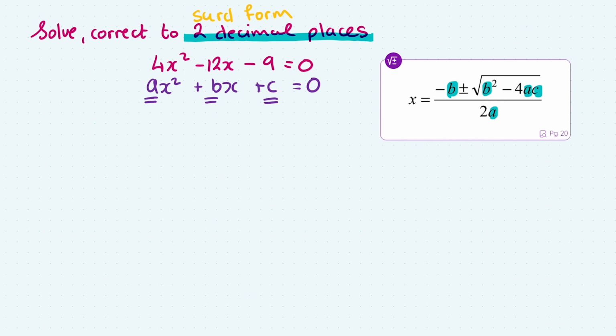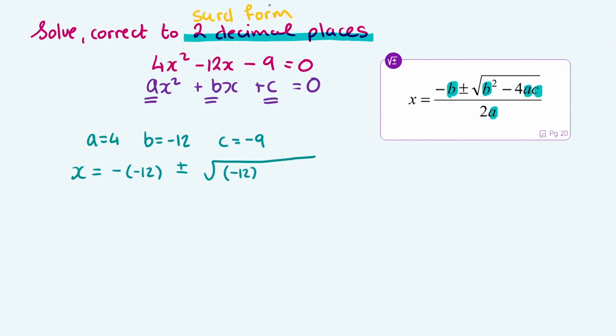So let's go ahead and do that. Let's say what a, b and c are. So a is equal to 4, b is equal to minus 12 and c is equal to minus 9. And I'm going to replicate the formula. So I'm going to say that x equals minus b, so it's minus 12 in brackets, plus or minus the square root of b squared, so it's minus 12 squared in brackets, minus 4, bracket a which is 4, bracket c which is minus 9, all over or divided by 2a which is 2 by 4.